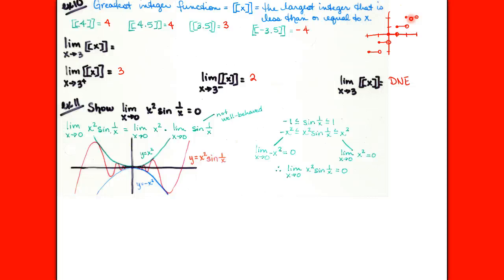The first one says that if f of x is less than or equal to g of x for x near a, except possibly at a, because I don't care what's going on at the point, just as I approach the point, and the limits of f and g both exist, then the limit of f of x as x approaches a will be less than or equal to the limit of g of x as x approaches a.